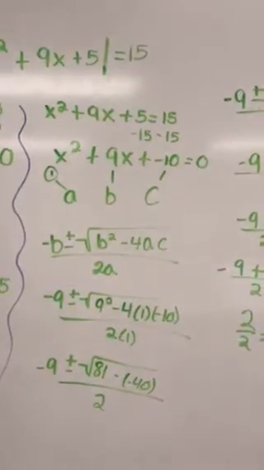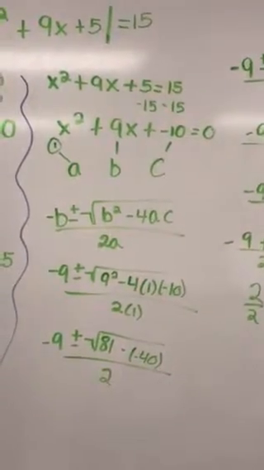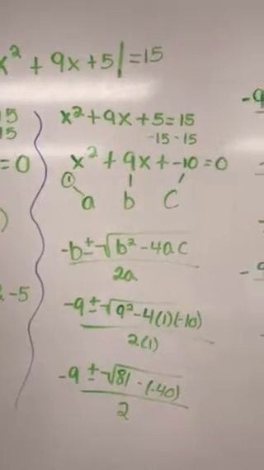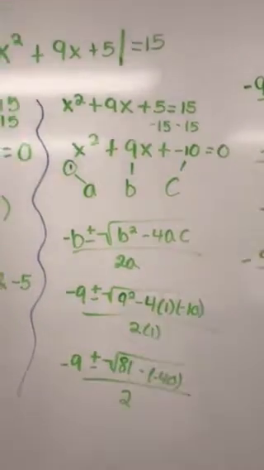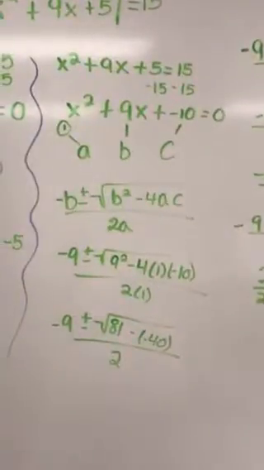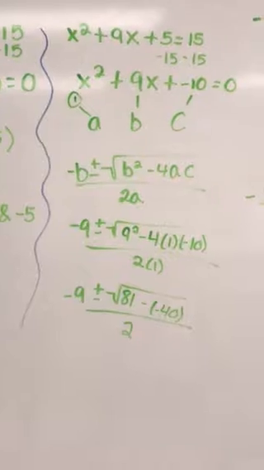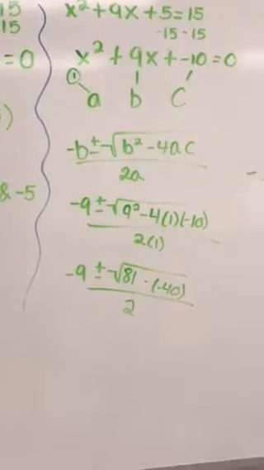And on this side, we have x² + 9x + 5 = 15. And then we subtract 15 from both sides, and we get x² + 9x + (-10) = 0. And that doesn't factor nicely, so we have to use the quadratic formula. So we separate our a, b, and c values, and then we put them into the quadratic formula.